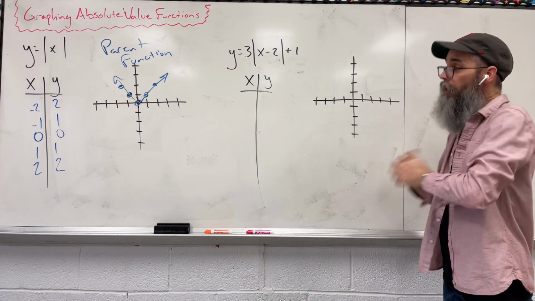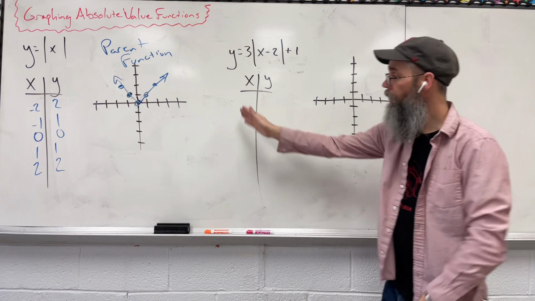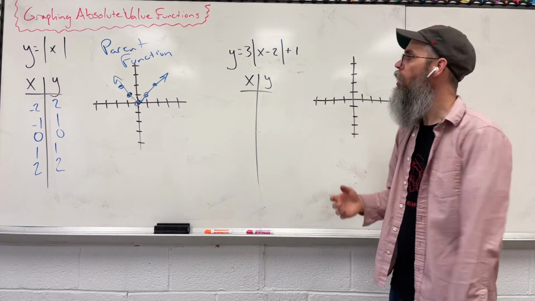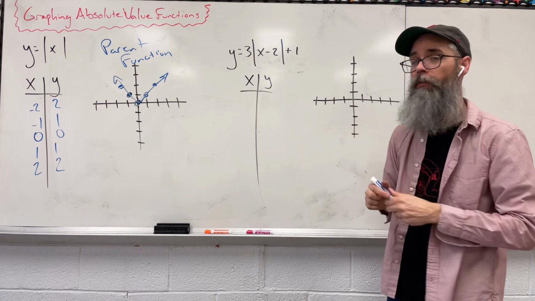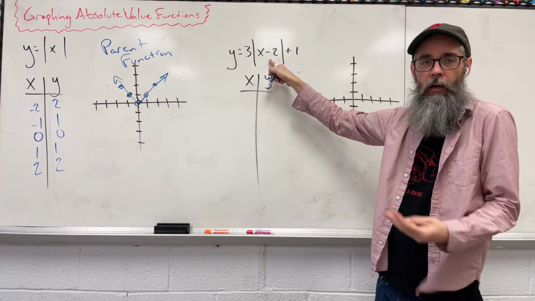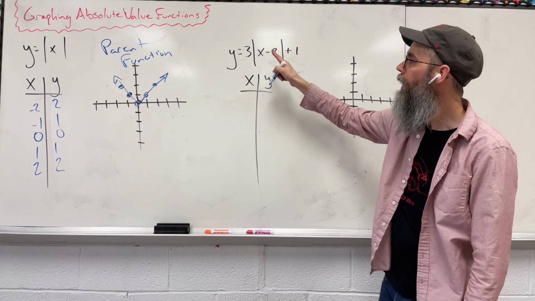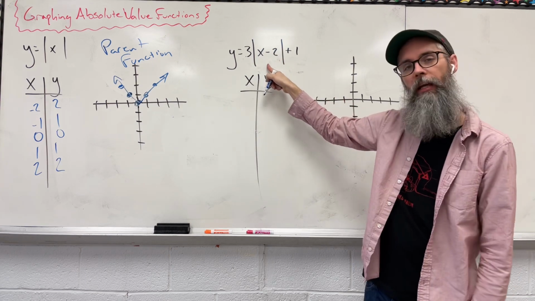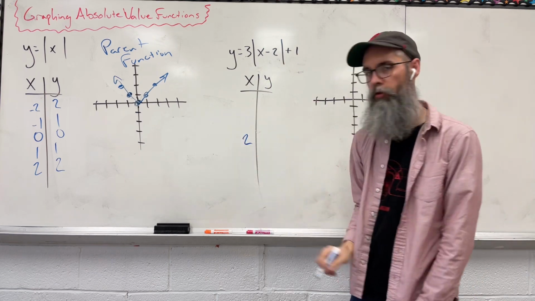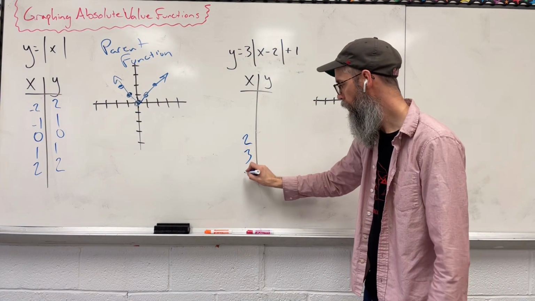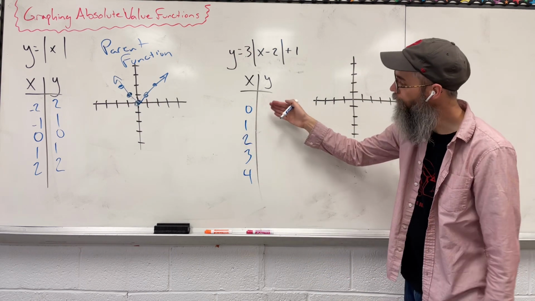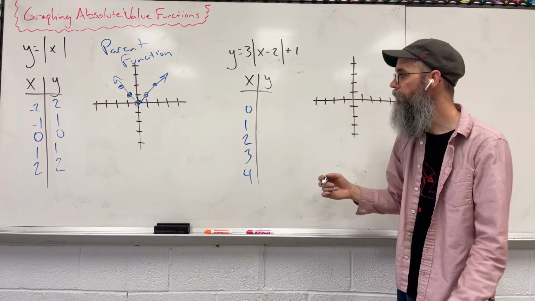So we can make a table of values. Now, you could plug in any random number that you want to right here, but it's going to take forever because this graph is going to shift. Starting point is to know what's my center? Where's my vertex? Let's look inside the absolute value and ask ourselves, what's going to turn this to 0? 2. And let's go larger and smaller. And now I want to plug each one of these numbers in and solve.